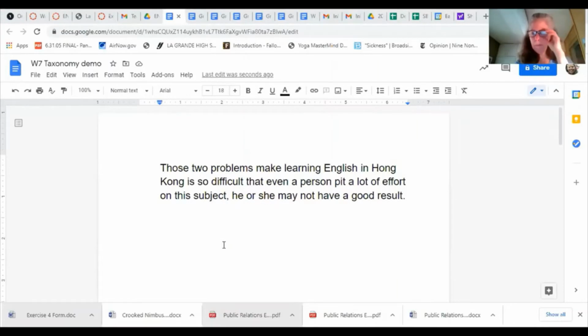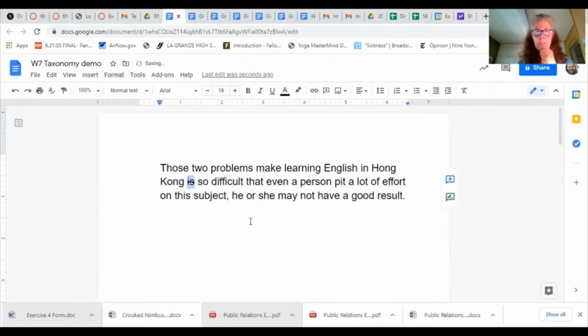So I'm just going to put some corrections in the sentence itself. And the goal would be to make corrections with as little change to the student's language as possible. Again, I wouldn't do this with the student. I would do this with myself in preparation for working with the student. So I'm just going to think to myself, as a native speaker, what might need to be addressed? Those two problems make learning English in Hong Kong. So I think maybe the is doesn't need to be there. So I'm just going to line it out.